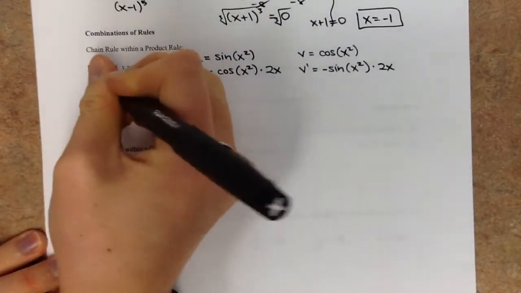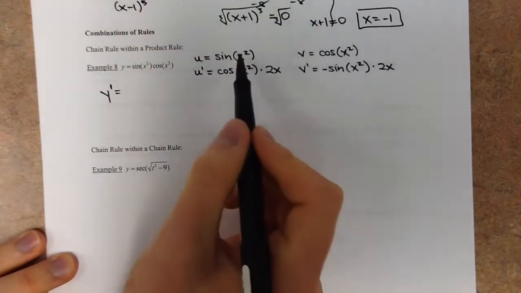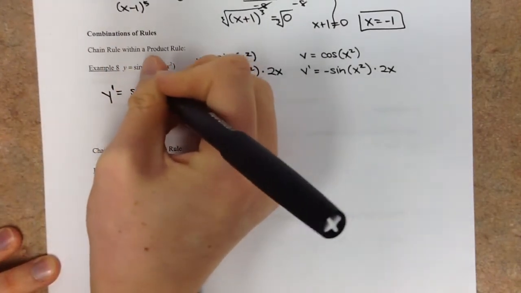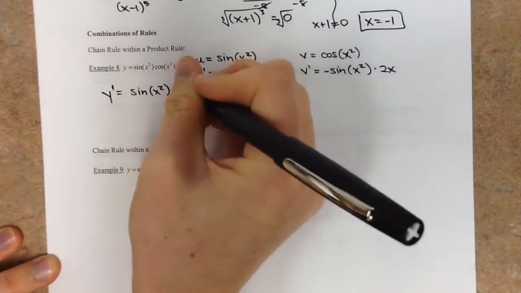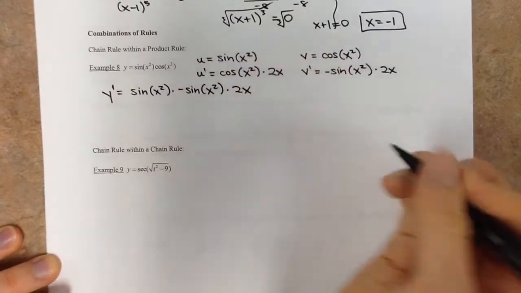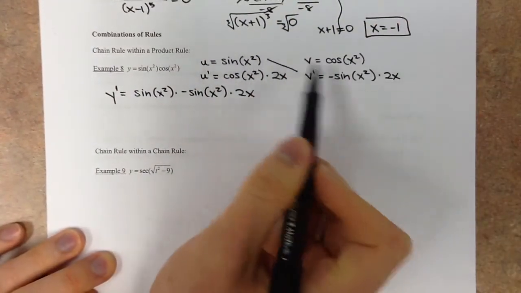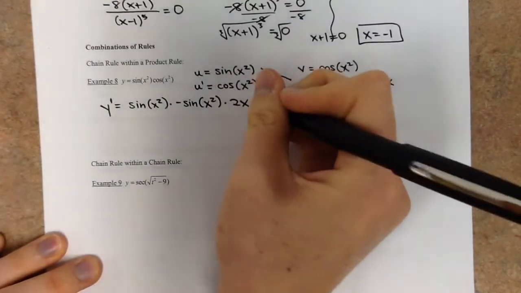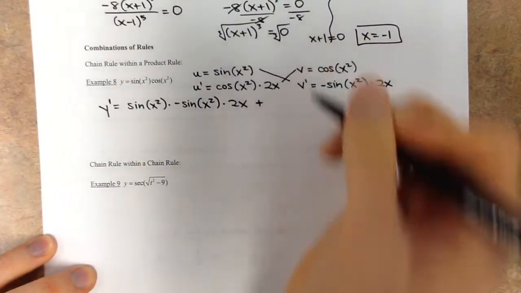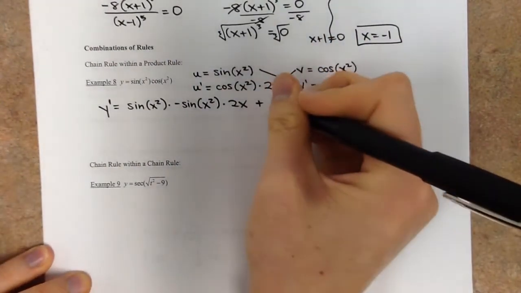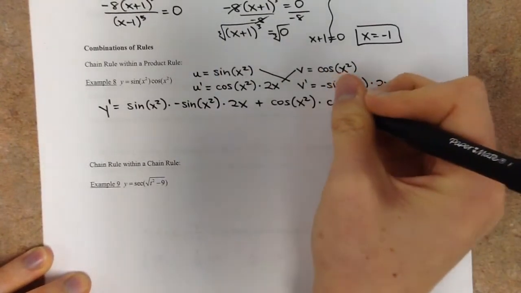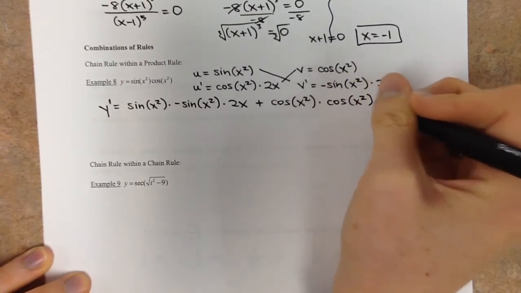So y prime, for the product rule we do the first times the derivative of the second. So sine of x squared times the negative sine of x squared times 2x. What we're doing here is crisscrossing, multiplying these two together. And then plus, remember the product rule has plus, quotient has minus, the second times the derivative of the first. Again we're crisscrossing here. The second function is the cosine of x squared, times the derivative of u, so cosine of x squared times 2x.